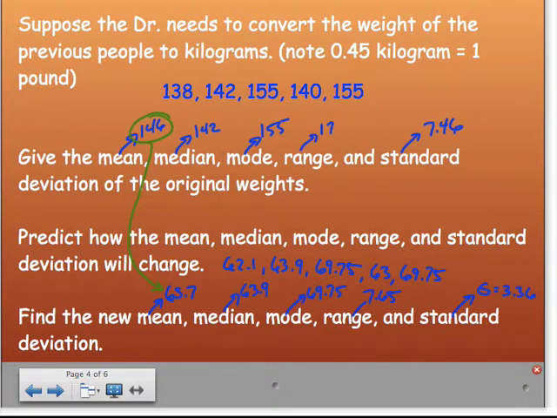when I multiply it by that factor. Well, let's see if the median does the same thing. Take 142, the original median, and again multiply it by 0.45. I get 63.9. Aha, this is working. If I do 155, which is the mode, and multiply it by 0.45, again I get 69.75. This is pretty slick. These are all working. So I know if I take the mean, median, mode, and multiply it by that conversion factor, in this case 0.45, I end up with my new mean, median, and mode.